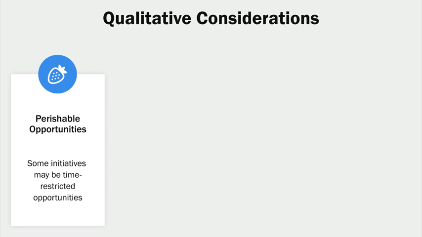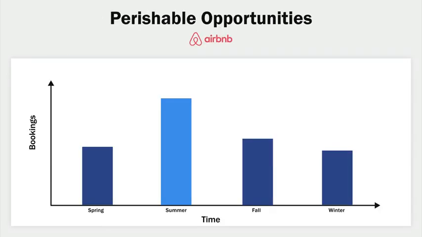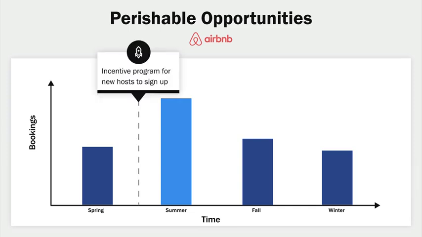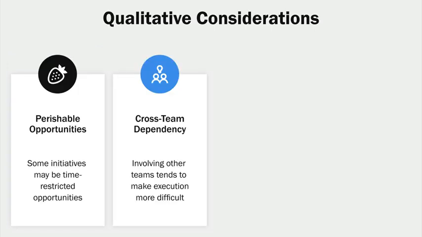If you don't launch the initiative before that date, you miss out on a significant opportunity for making that initiative impactful. For example, Airbnb's biggest spike in travelers and bookings comes in the summer. Because of this, Airbnb's host team knew that if they were going to launch an incentive program for new hosts to sign up, they would have to do it before summer started.